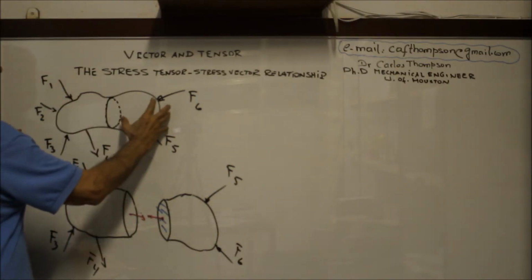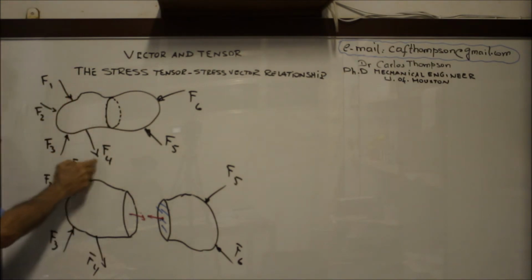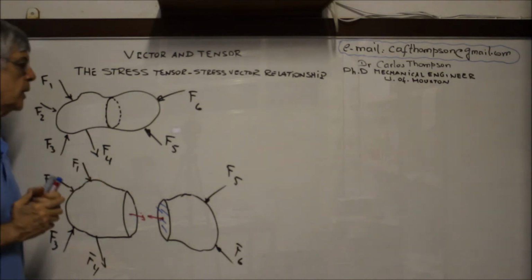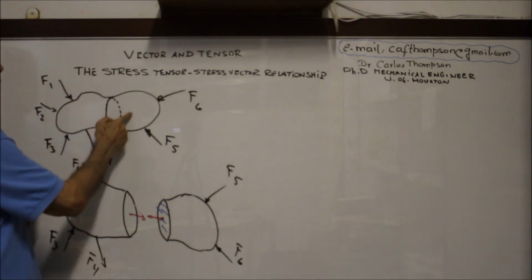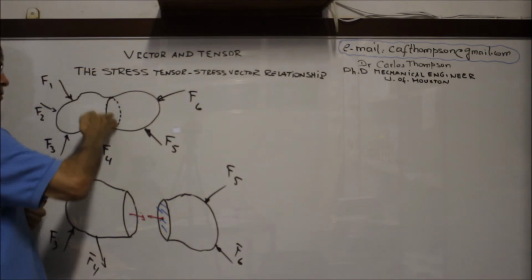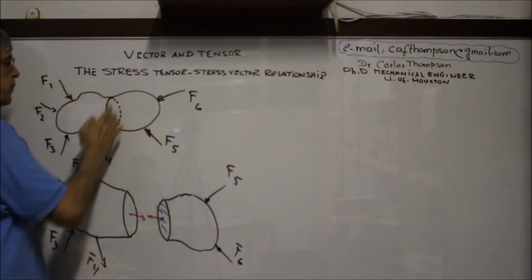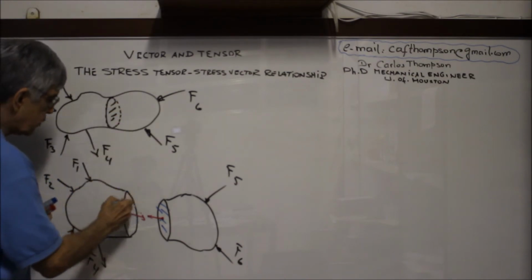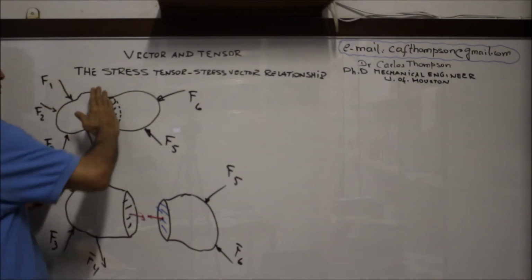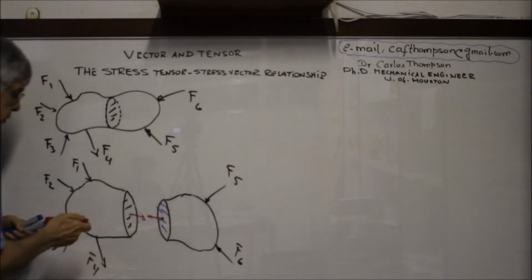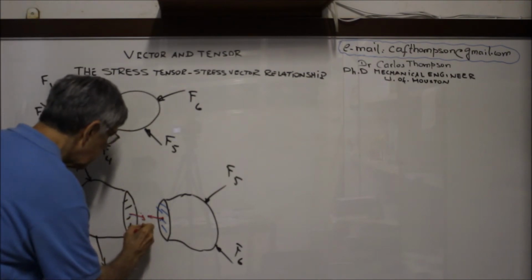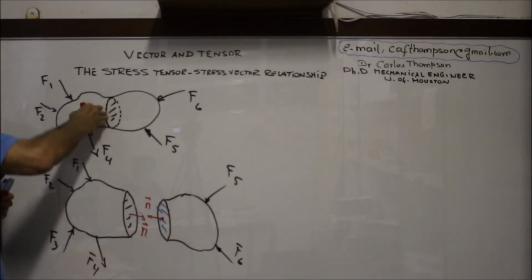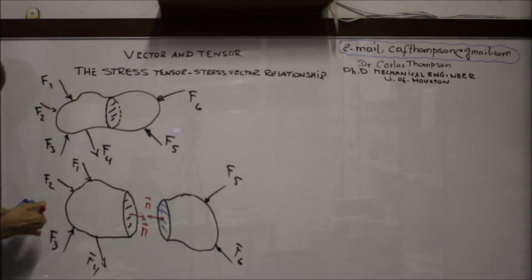Consider this body here, and F1 till F6 are an external load. Suppose I cut this body at a certain angle, the plane I cut. I have a section here, the same section there. Depending on this angle, I have a unit normal vector here. So if the inclination of this plane changes, the normal vector changes.